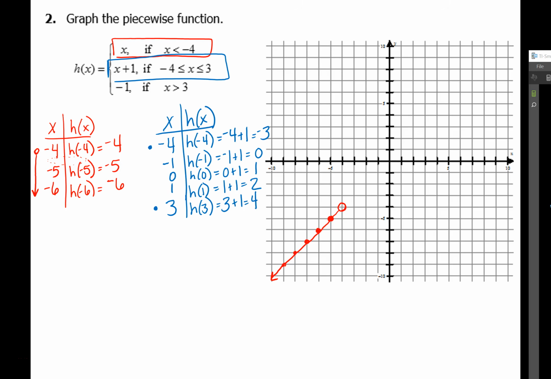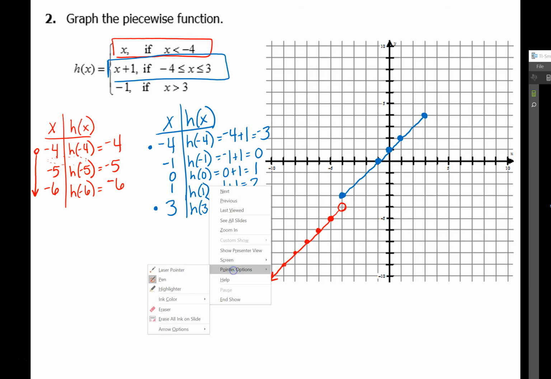So graphing these now at -4, I'm going to go down 1, 2, 3. So that's a solid dot. That is a point discontinuity if you want to review some from our Unit 2. At -1, it's at 0. At 0, it's up at 1. At 1, it's up at 2. And at 3, it's up at 4. So between -4 and 3, there is that set of points in our function.